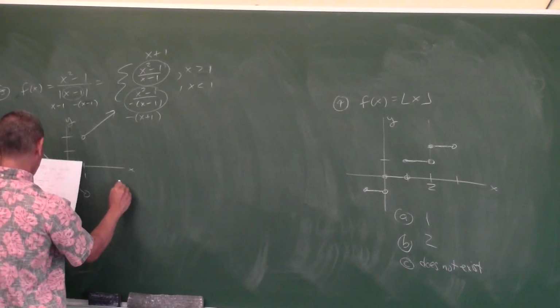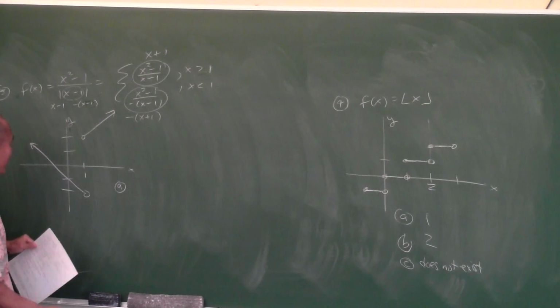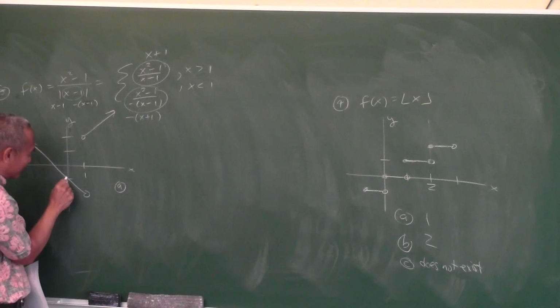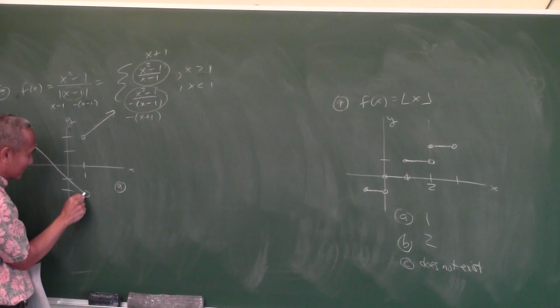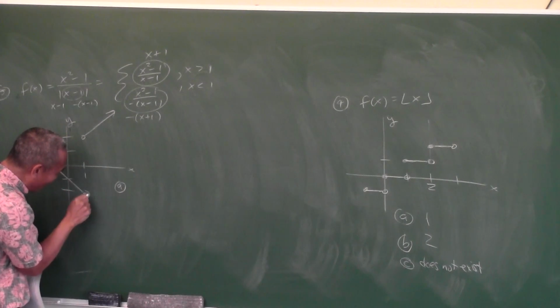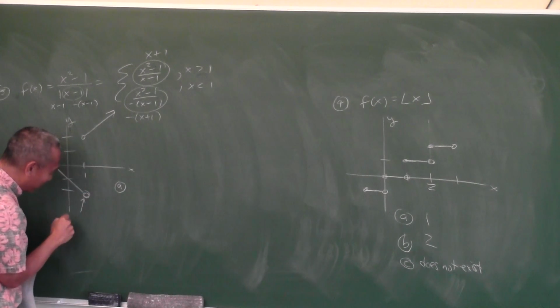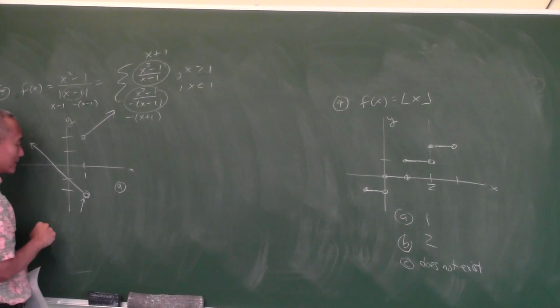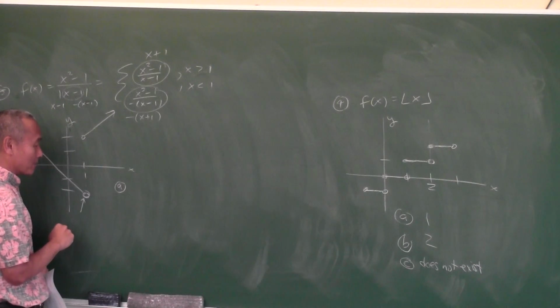Okay, part A. What is the limit as x approaches 1 from the left? Okay, here's 1. Coming from the left, what's the limit? Look. The graph is getting closer to this point right there. Here, I'll put an arrow. What's the y-coordinate of that point? Negative 2.